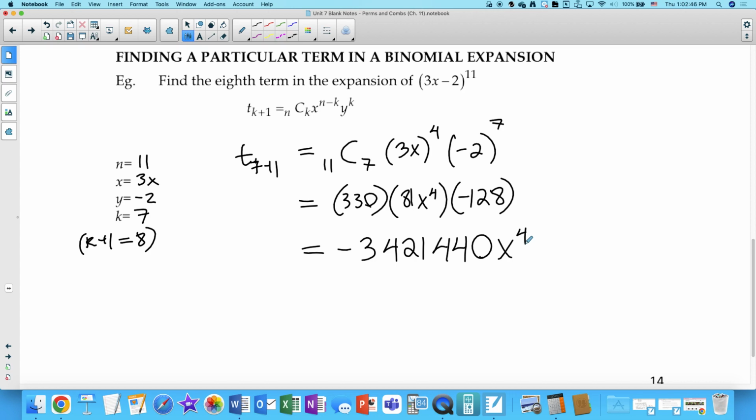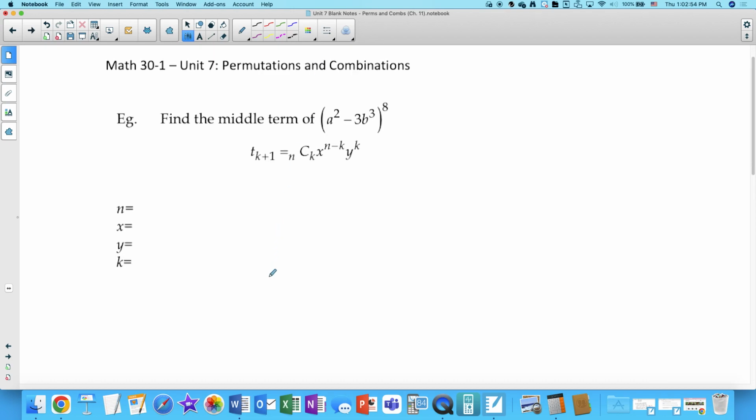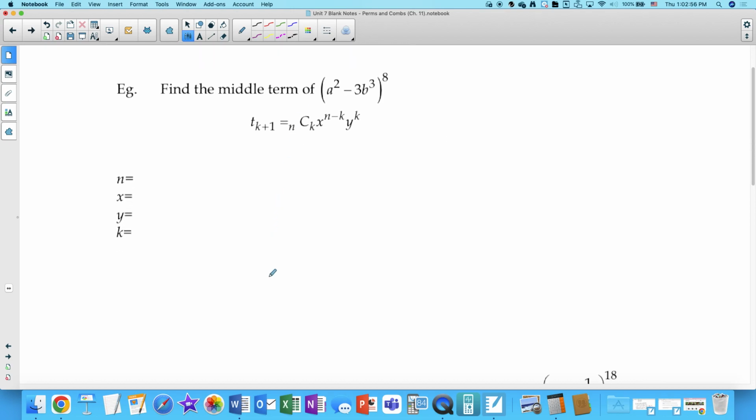Okay. So far, so good? Yep. Okay. So let's make this a little bit more challenging. Find the middle term of a squared minus 3b cubed to the 8. Okay, middle term. Which one's the middle term?